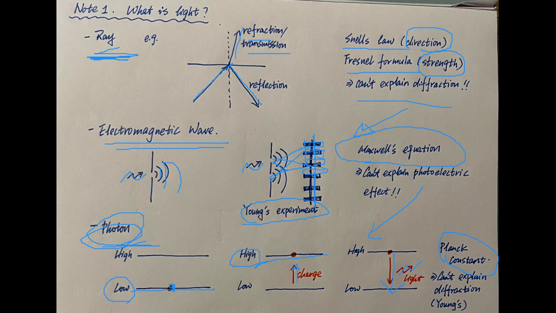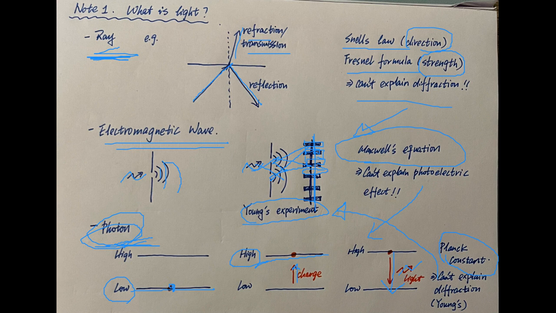However, the photon model of light, the photon theory of light, also cannot explain everything. It cannot explain Young's experiment, because if we consider one photon as one particle, then one photon cannot really pass through two slits at the same time. So that is a limitation of the photon theory of light.